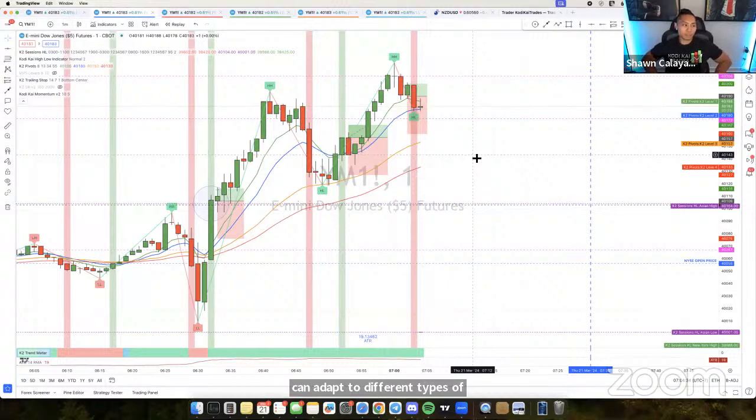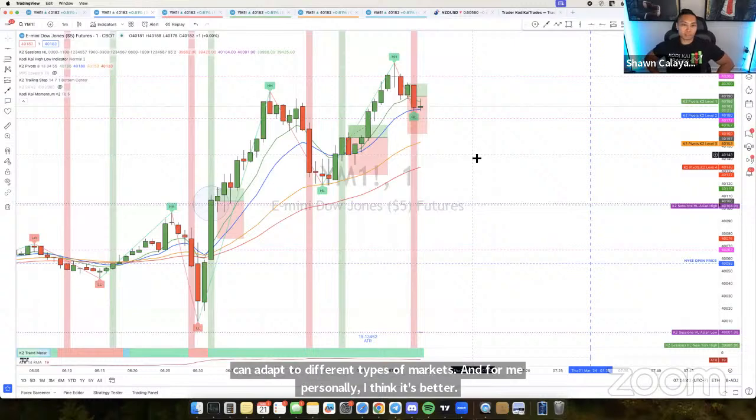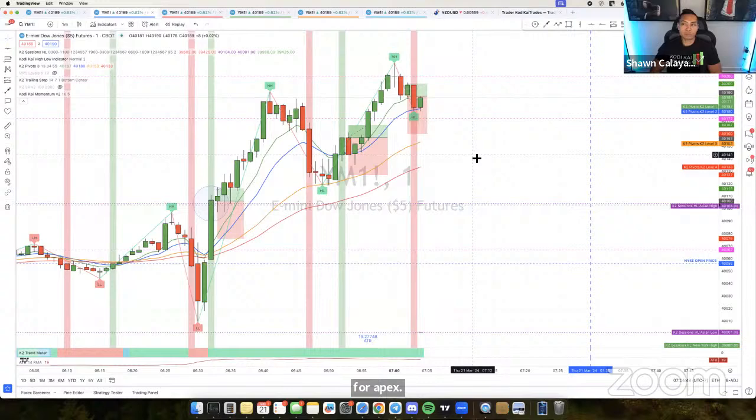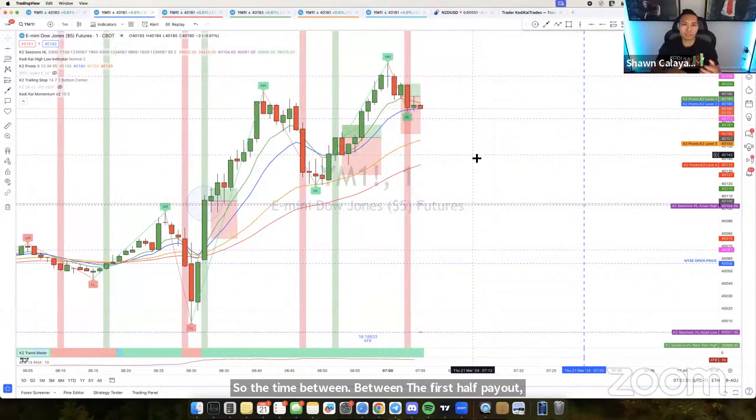I think the BB3 is probably the best strategy for Apex personally. If you've looked at the news for Apex, if you want to get a payout, you have to trade for 10 days. And the time between each payout, from the first half of the month, which is the 1st to the 5th, up until the next payout period, which is, I think, the 15th to the 20th, you have to trade 10 days.